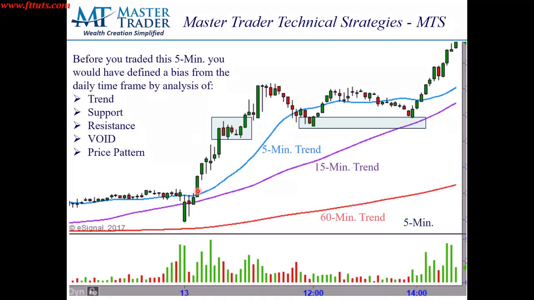Now, here's another setup on our 5-minute. Before you trade this, you have to define a bias from the daily time frame: trend, support, resistance, void, price pattern. Then we look for our moving averages to be aligned. And this is the ideal, where the 5-minute trend is up, the 15-minute trend is up, the 60-minute trend is up, and prices have pulled back. Here's an area of support, and here's a retest type of pattern, and then prices moved higher.